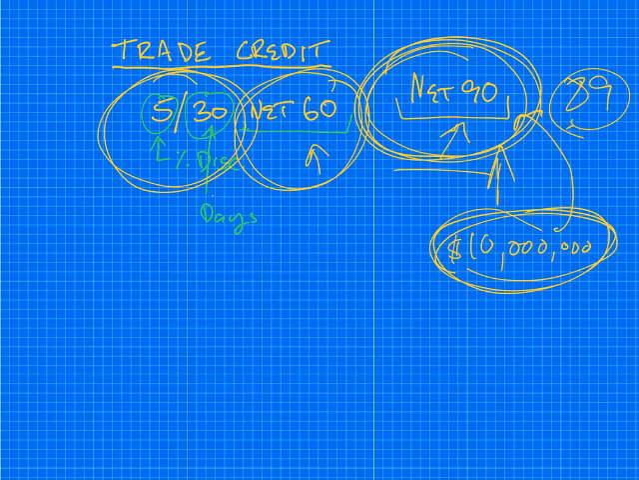Okay? So don't be a sucker and pay on the 10th. If you don't have a discount and you're not taking advantage of it, don't pay on the 10th day. Hold your money, and hopefully you're managing those accounts payable. Okay, so that's really how to interpret what trade credit looks like. Now let's walk through how to calculate the approximate cost of trade credit.